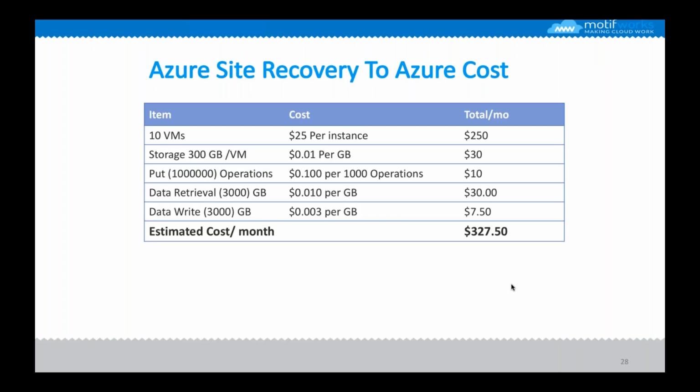Then you enter how many inserts, or puts or updates, you are going to perform. Let's say I went with 1 million, and then it is 0.100 per 1,000 operations, so it's just $10. Data retrieval for 3,000 gigabytes is like $30. Data write, again the same calculation, 0.3 per GB is $75. So you are looking at $327.50 per month estimated cost.